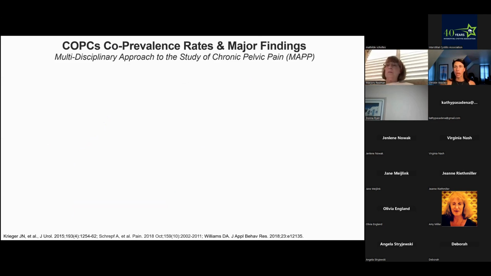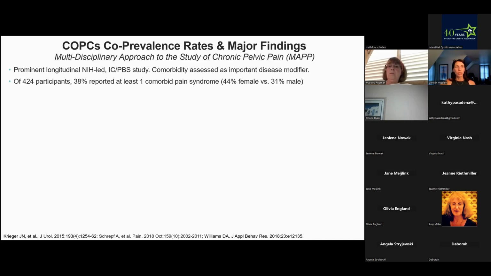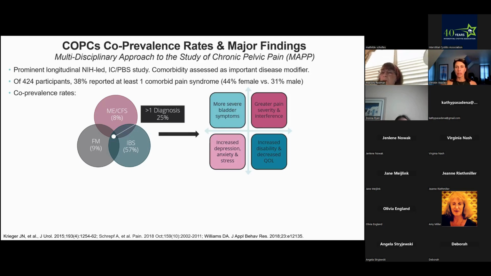So what have we learned about prevalence rates of chronic overlapping pain conditions? There have been a few major studies. The MAP, I'm sure you all are very aware of, which was a prominent longitudinal NIH-led IC study where comorbidity was assessed as an important disease modifier. Of the 424 participants, 38% reported at least one comorbid pain condition, and that was higher in women than men. And the rates included 8% for ME/CFS, 9% for fibromyalgia, 57% for irritable bowel, and importantly, 25% of people had more than one diagnosis.